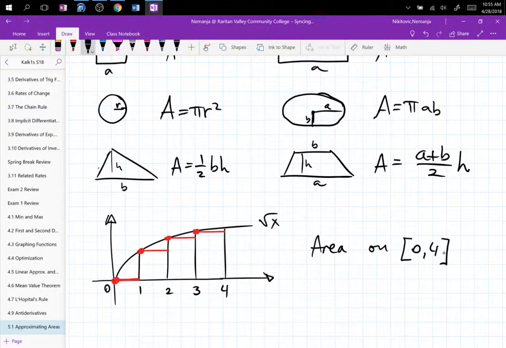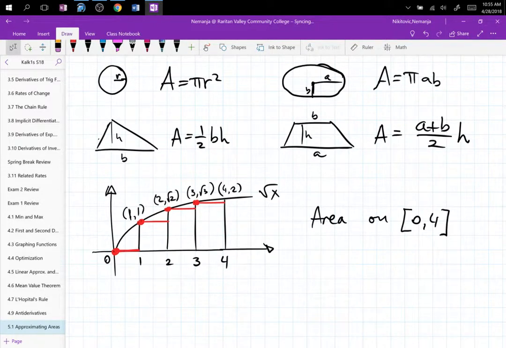Because when you compute your function at 1, the square root of 1 is 1. At 2, the square root of 2 is square root of 2. At 3 is square root of 3. And at 4 is 2. Right, square root of 4 is 2. So heights are given by simply computing the function at the point where you are considering your rectangle.